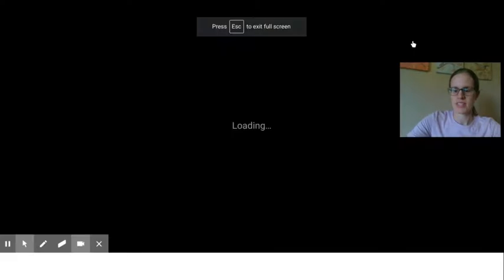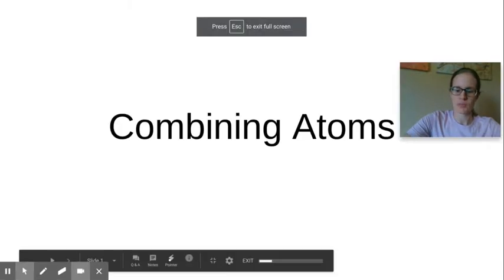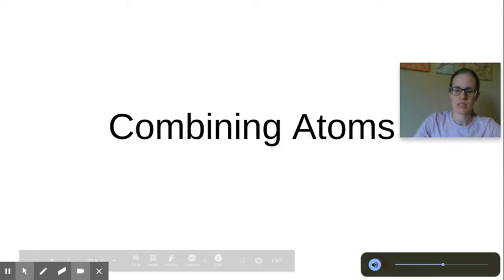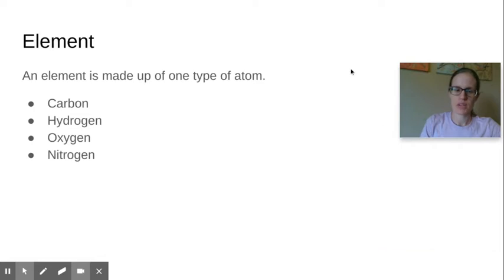Hi guys, we are going to talk about what atoms do when they combine. And then we're going to talk about different types of mixtures. So first, let's start off with the very basics.